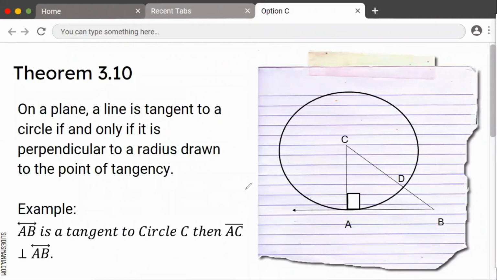3.10. Okay, so if we have 3.10, observe, it is the same as 3.9. But the difference is we connect a radius. If you observe, we created a radius here. Now, if that is the case, in 3.10, on a plane, a line is tangent to a circle if and only if it is perpendicular to the radius. So therefore, this is the perpendicular measurement, and that may also be represented as 90 degrees.